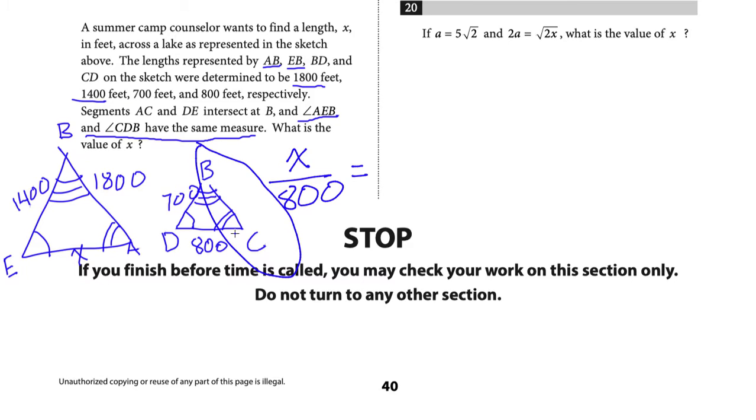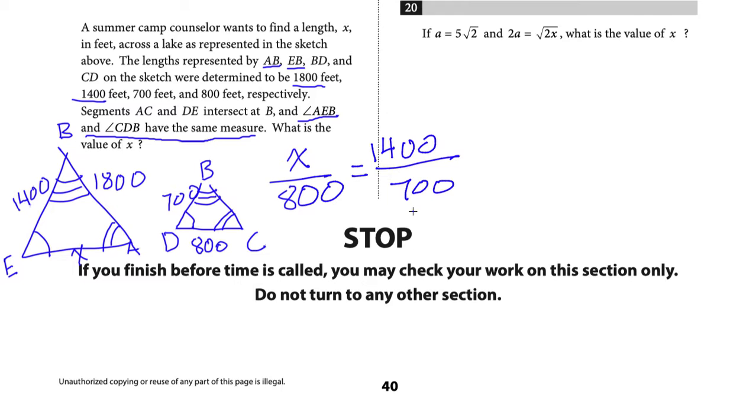I'm missing just a length, right? I can't even set up a proportion if I don't have anything. So that's the main reason I can't use BC. Jose, tell me what my ratio is going to be. If I did x over 800, then it's going to be 1400 over, there it is.